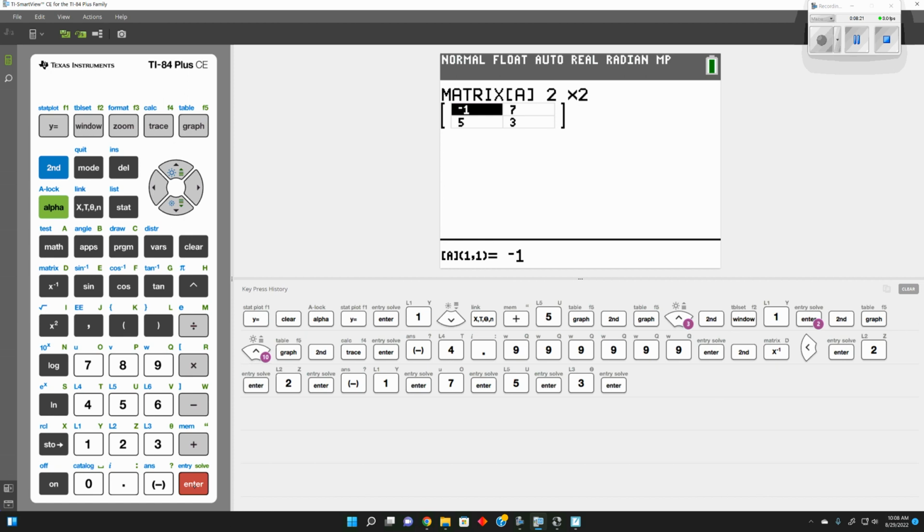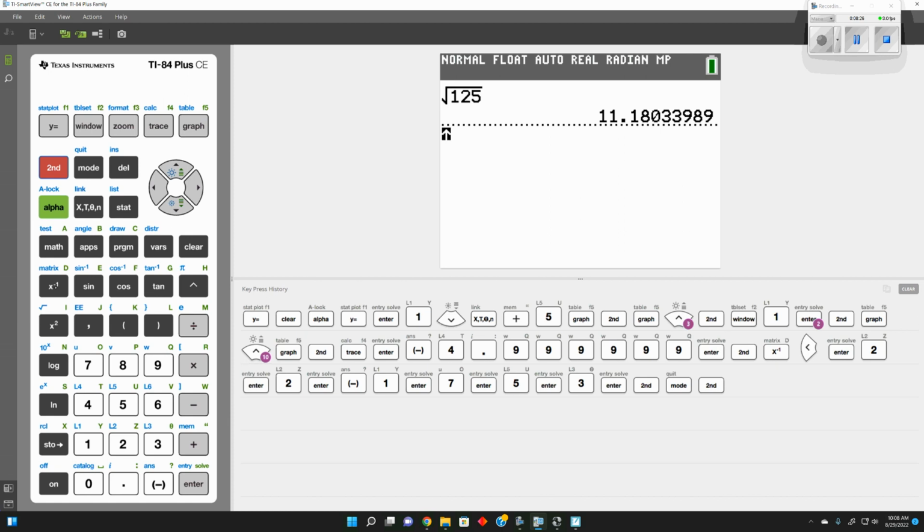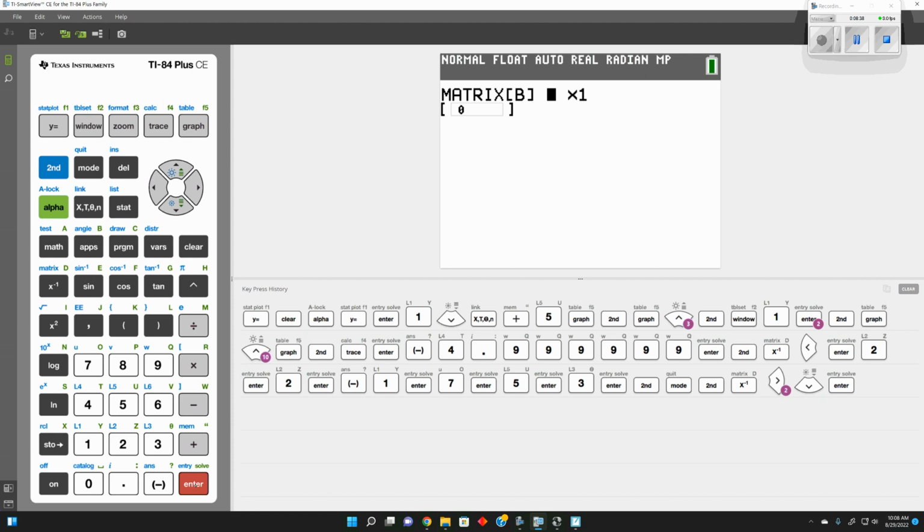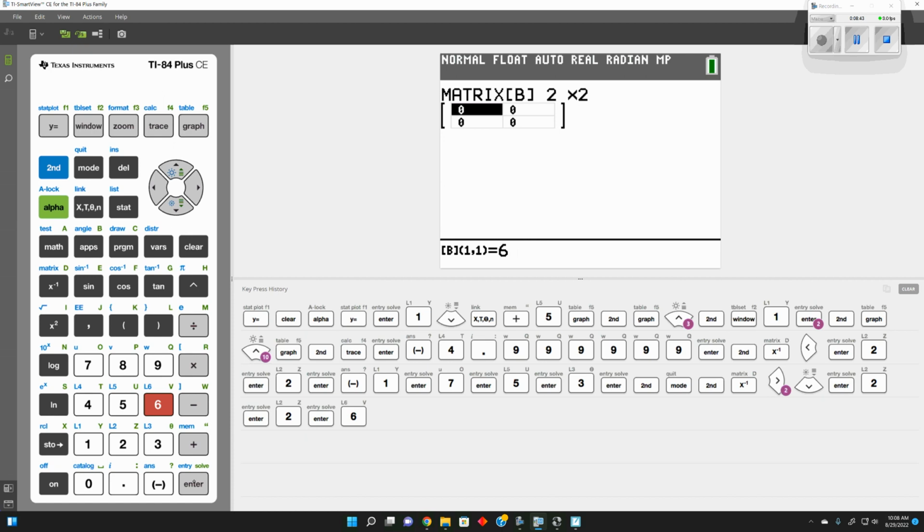Now we can put the other one in. So we can go second quit, second matrix, over to edit, but this time I'm going to go down to B, because we're wanting to deal with two matrices, yes? And we can define this one here, which is a 2 by 2, which we have 6, -4, -8, and 2. So I've just defined the two matrices that we have in the next problem, yes?